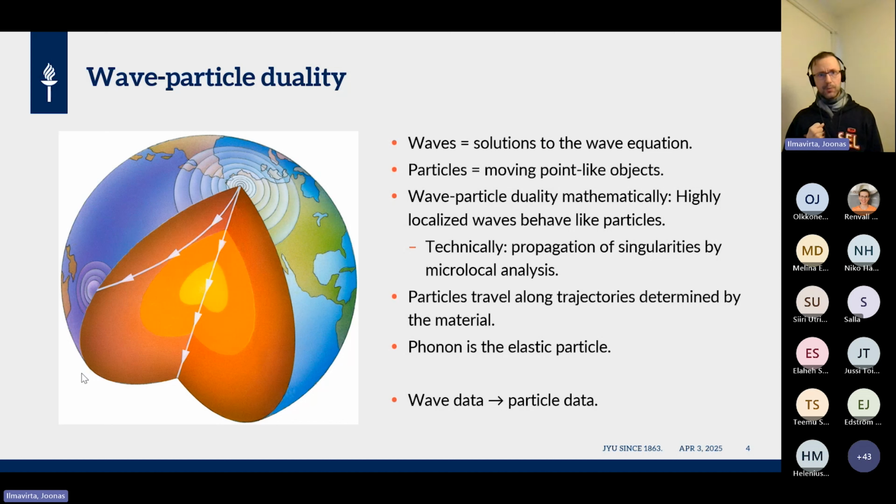The particle corresponding to the elastic wave equation is called the phonon. Similarly to the particle of the electromagnetic wave equation, that is, the Maxwell equations, which is called the photon, here this one is called the phonon. With this idea, we can go from the initial wave data: I measure something about waves, I can convert that into particle data, and now I know something about the trajectories that the particles travel along.